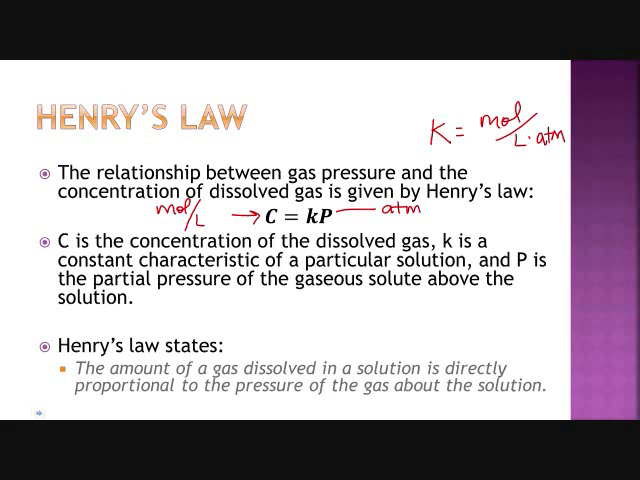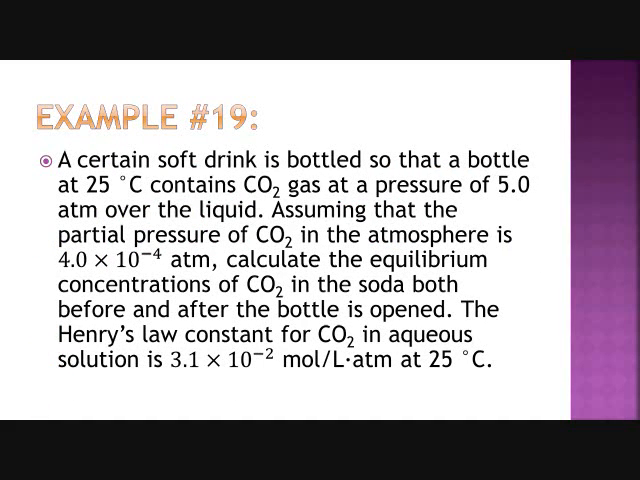So we're going to do example 19 as if we were working at a soft drink company having to bottle up our stuff. A certain soft drink is bottled so that a bottle at 25 degrees Celsius contains carbon dioxide gas at a pressure of 5 atmospheres over the liquid. Assuming that the partial pressure of carbon dioxide in the atmosphere is 4 times 10 to the negative 4 atmospheres, calculate the equilibrium concentrations of the CO2 in the soda both before you open it and after the bottle is opened. The constant for CO2 in aqueous solution is this number right here at 25 degrees Celsius.